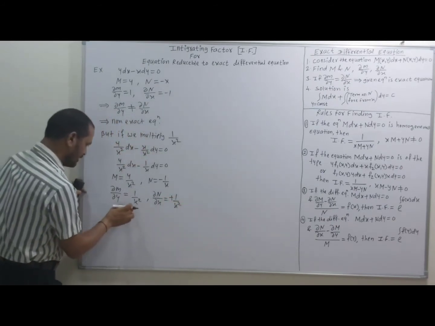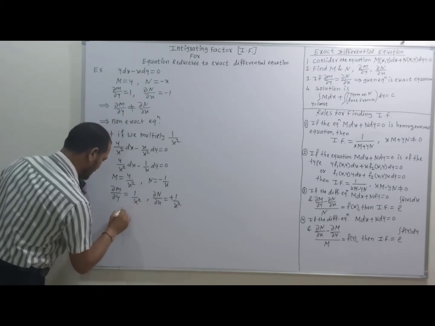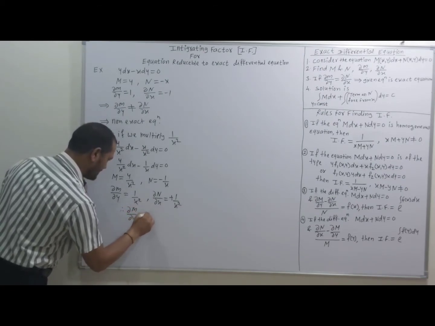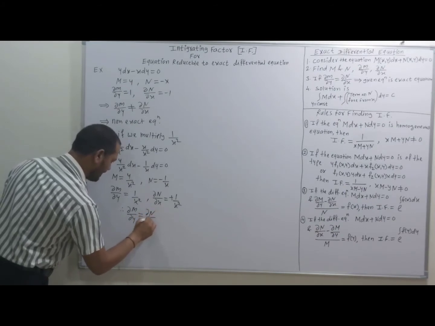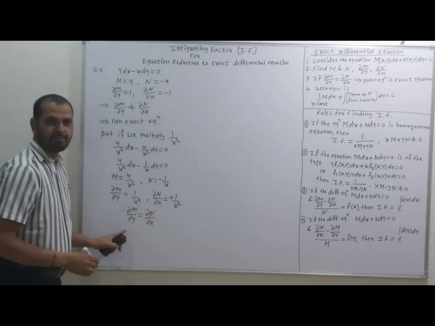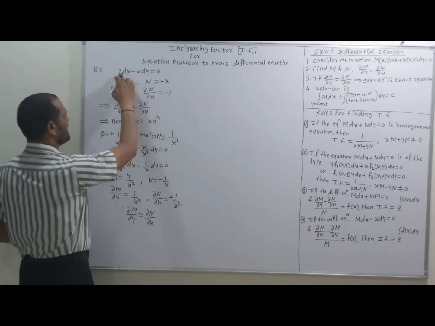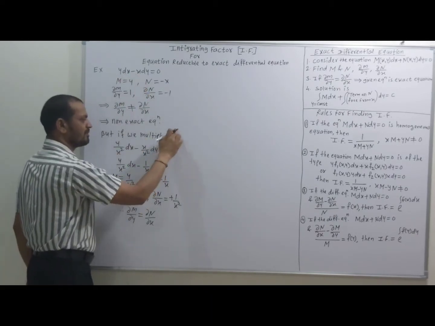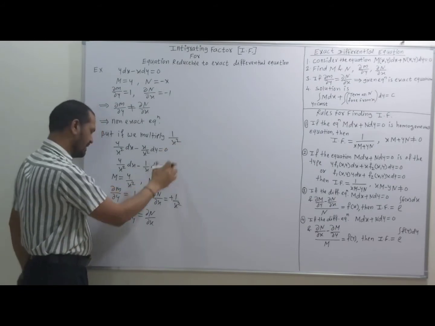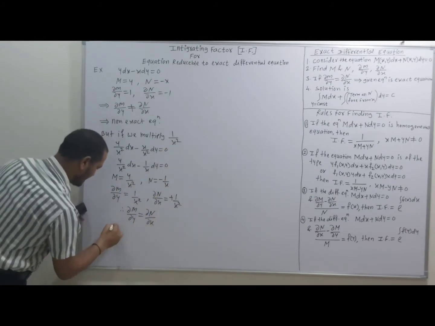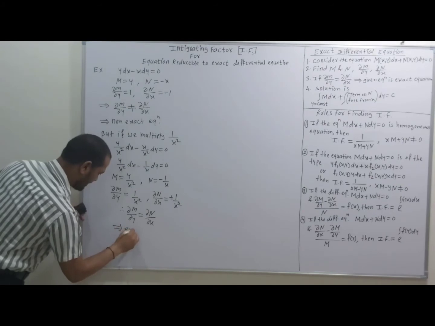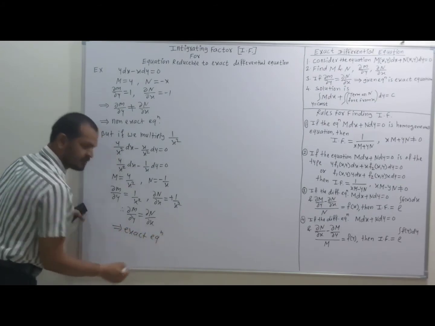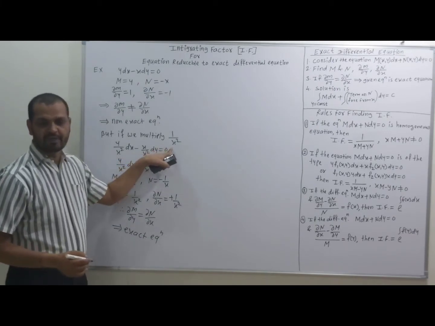Now check that these two terms are equal. Therefore, the partial derivative of m with respect to y is exactly equal to the partial derivative of n with respect to x. That means if we multiply this non-exact equation by the integrating factor, or multiplying factor, 1 upon x square, then this equation becomes exact. So this is an exact equation. This is one of the multiplying factors.